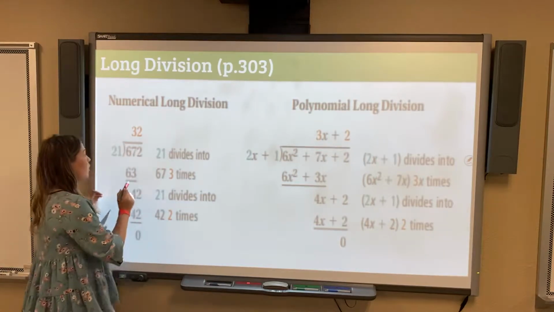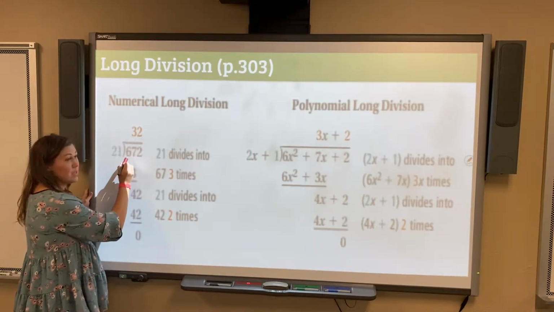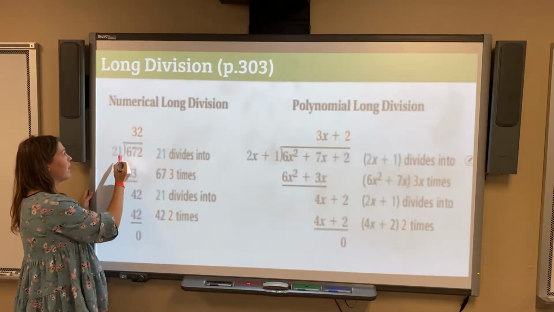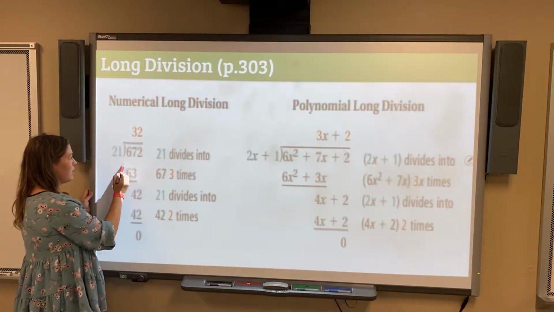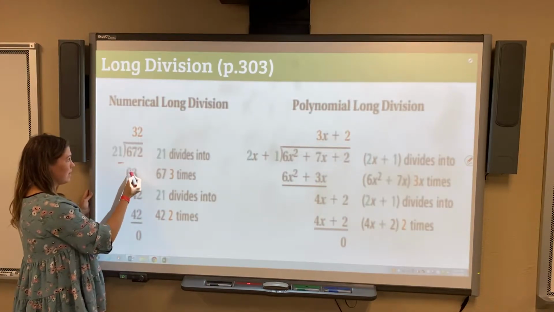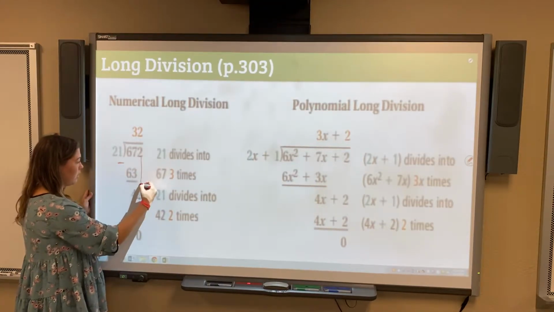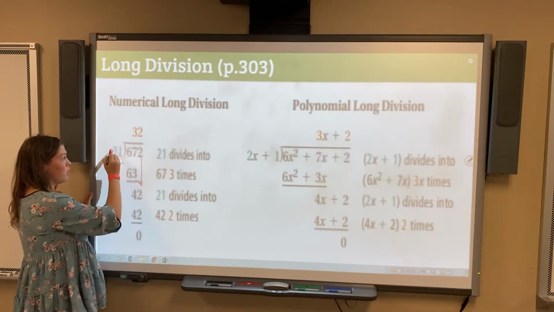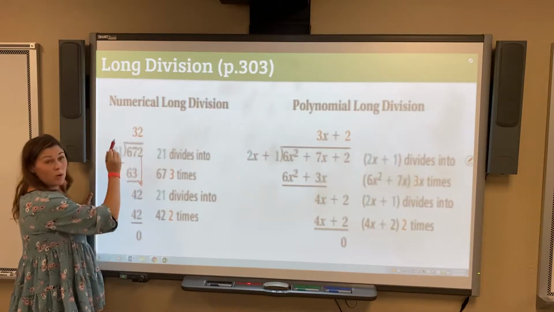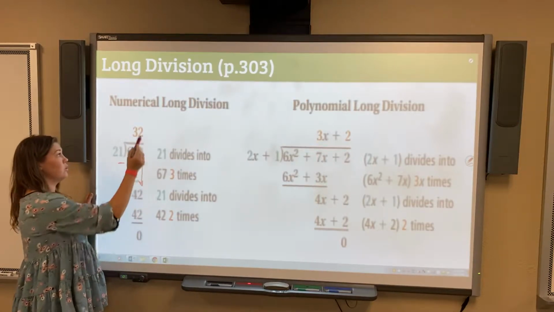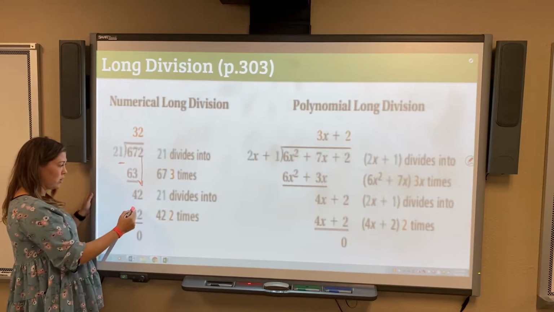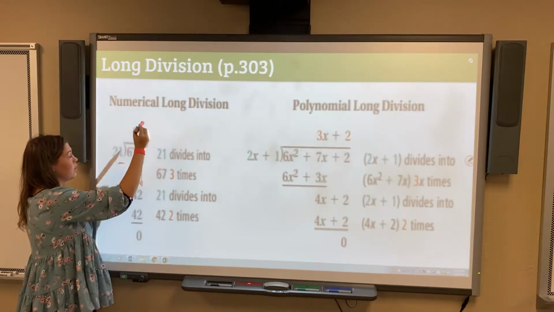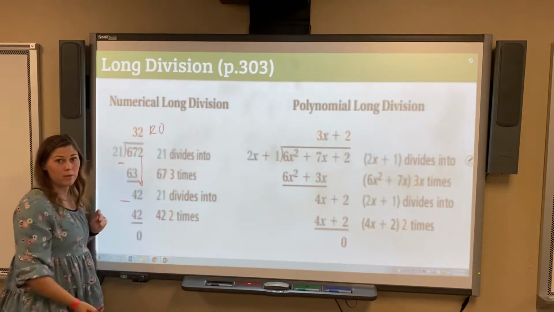So we have to look at 21. Does 21 go into 6? No. So does 21 go into 67? How many times? 3. Okay, 3 times 21 is 63. We subtract. 67 minus 63 is 4, so we bring down our 4 and we bring down our 2. Now we think how many times does 21 go into 42, or what do we multiply times 21 to get 42? And that's 2. 2 times 21 is 42. 42 minus 42 is 0. Okay, so this is 32 with a remainder of 0.